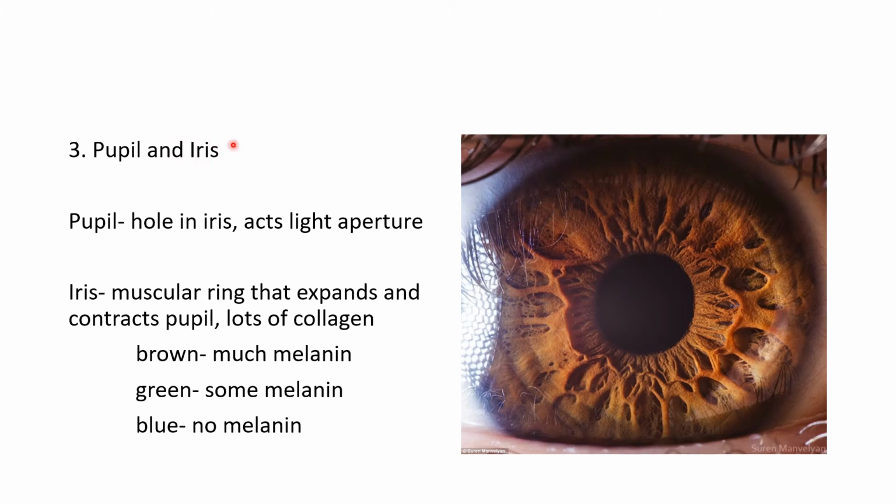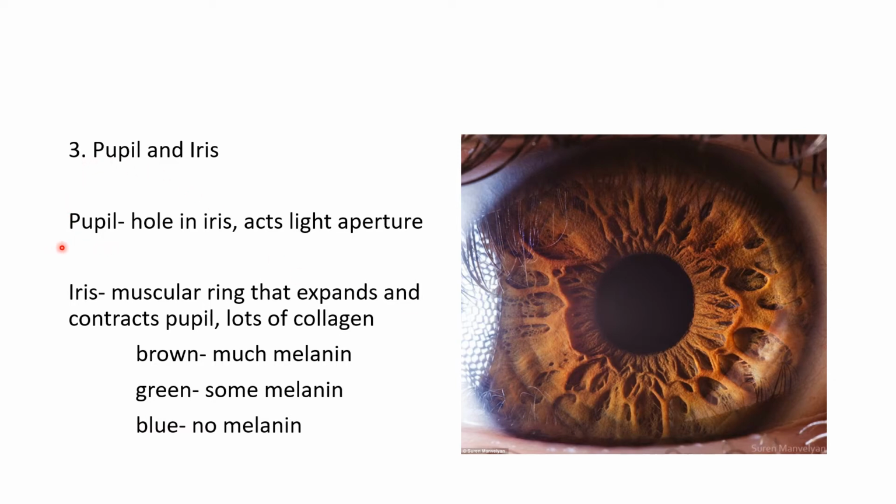Really, the iris has a pupil in it. The iris is a muscular ring. It's the colored part of your eye. It's made out of involuntary muscle that expands and contracts the size of the pupil. This muscle tissue has a lot of collagen fibers in it. You can see in here all this banding that's down to some collagen. The color of the eye depends on how much melanin is in the eye. If you have a brown eye, it means you have a lot of melanin present, a lot of that pigment in the muscle of the iris. If you have a green eye, you have some melanin present, but not as much as a brown eye. And if you have a blue eye, you don't have any melanin present in your iris tissue at all.